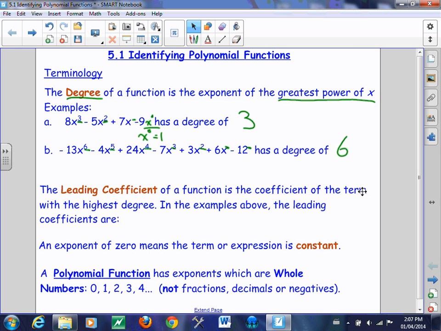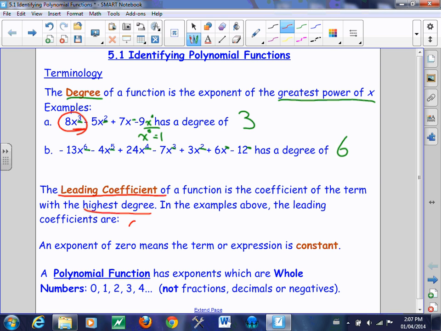Another piece of common terminology is called the leading coefficient of a function. That's the coefficient of the term which has the highest degree. So in the examples above, you look for the leading coefficient. First of all, this was degree 3, so we look at this term. The coefficient is the number that's attached to the variable. So for example A, the leading coefficient would be 8. For example B, we had the highest exponent of 6, so you look at the coefficient, it's negative 13, and the sign always plays a role with that as well.